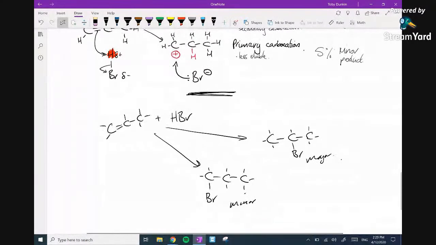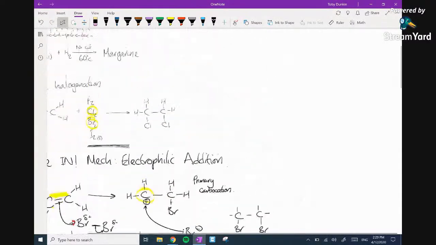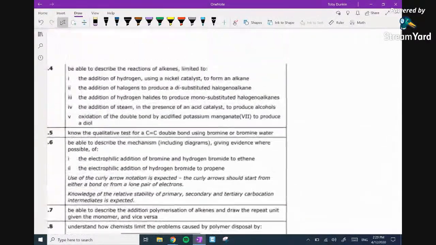And they pick on this heavily. I ought to show you some exam questions, but I don't want to spend too long doing this. I'm just quickly going back to there. I just want to quickly check.